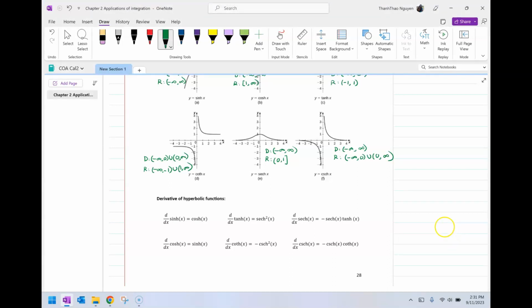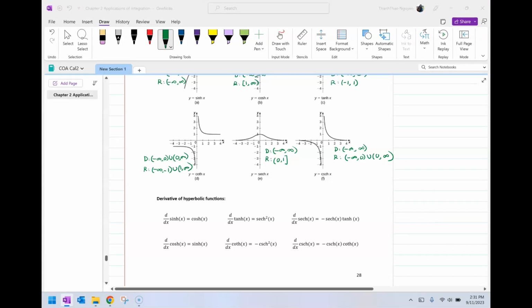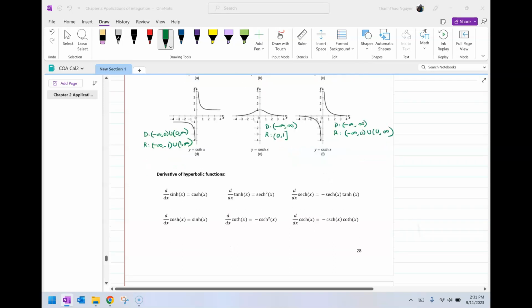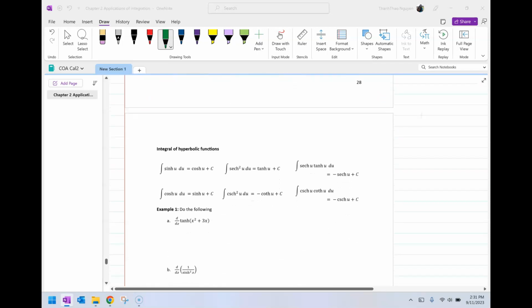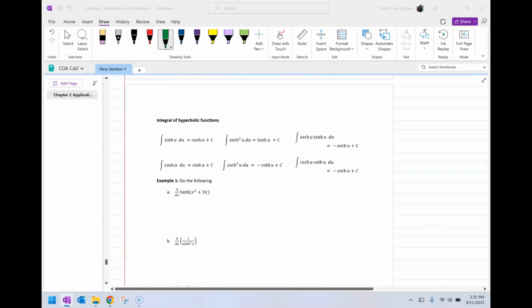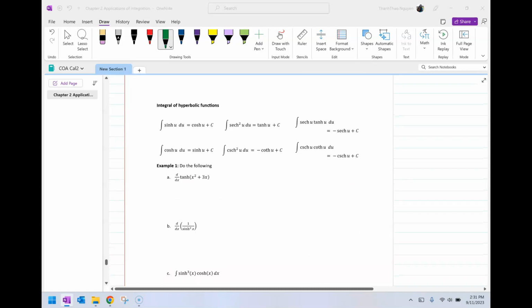We have formulas for the derivative of hyperbolic functions. The derivative of hyperbolic sine equals hyperbolic cosine. The derivative of hyperbolic tangent equals the square of the hyperbolic secant, and so on and so forth. We will use these formulas in our calculations for integrals and derivatives. We have formulas for integrals of hyperbolic functions as well. So let's just perform these calculations.